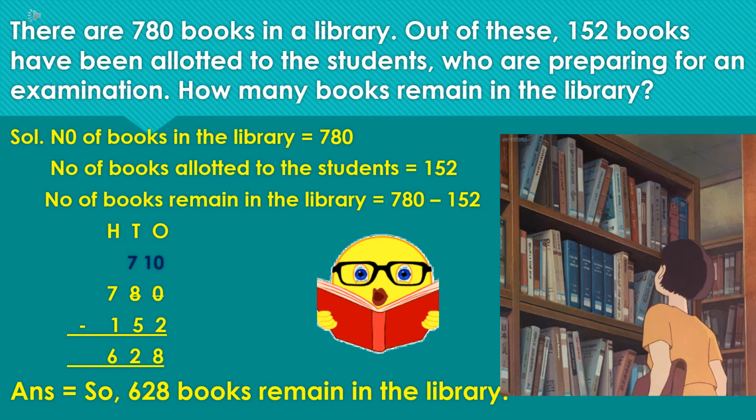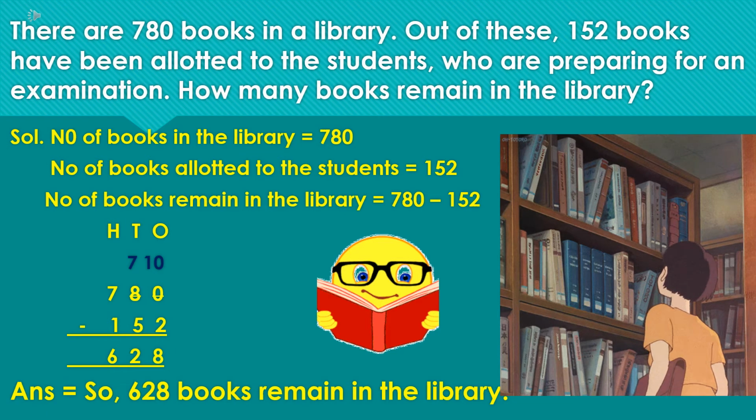How many books remain in the library? 780 बुक्स थी टोटल, 152 अलॉट की गई हैं स्टूडेंट्स को, और कितनी लाइब्रेरी में बची हैं? Remain means बची हैं, remain and remaining mean the same. So you can identify that we have to subtract in this word problem.